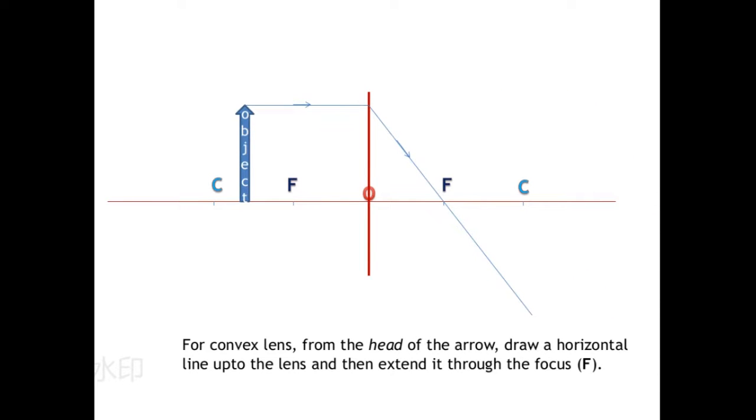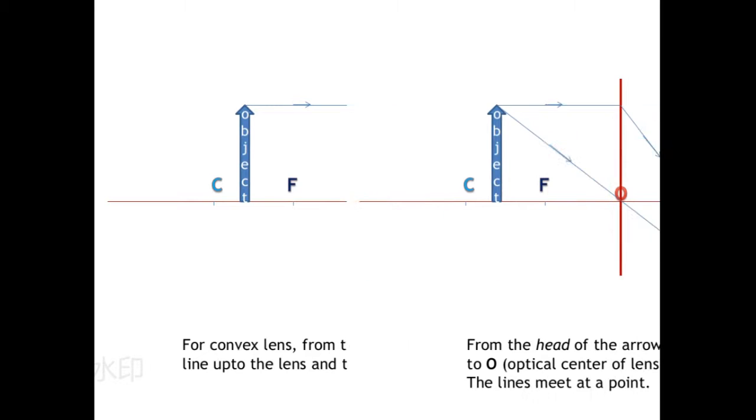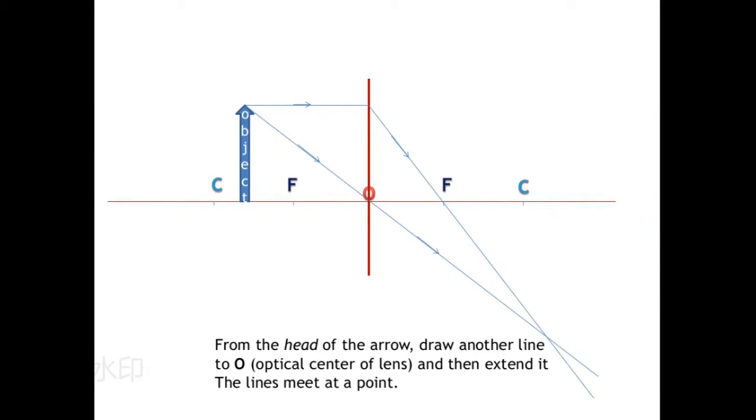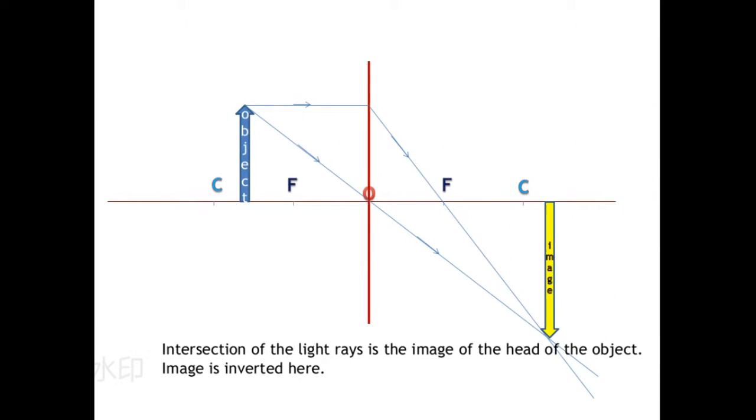For convex lens, from the head of the arrow, draw a horizontal line up to the lens and then extend it through the focus F. From the head of the arrow, draw another line to O, optical center, and then extend it. The two lines will meet at a point. Intersection of the two light rays is the image of the head of the object. Image is inverted here.